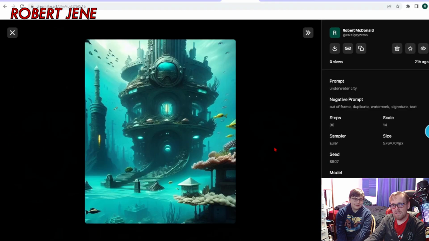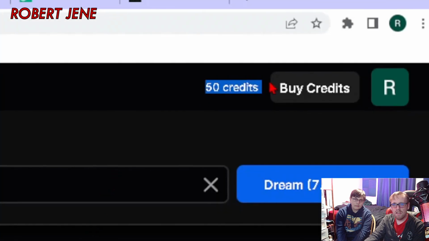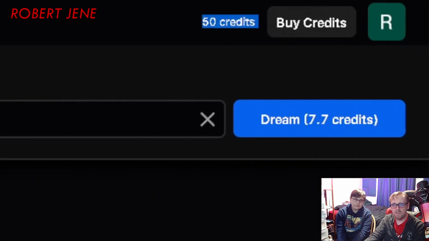dreamlike.art, and it made this underwater city that I asked for, and it looks pretty cool. But on this site, you have to be careful because you only get 50 credits a month or something, and making one set of images costs you 7.7. And I already know doing 7.7 will steal all of your points. All of them. Well, almost, just enough to where you have like 3 or 4 points left and go, I can't make any more right now, but I have some.